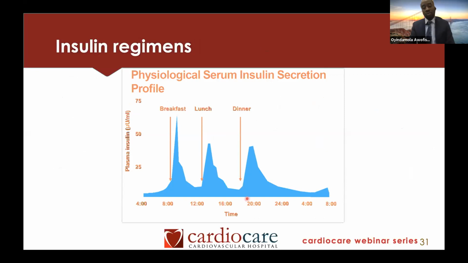Okay, so we go to insulin regimens now. Okay, so this picture shows the physiological insulin secretion profile. Okay, and we can see that, I believe we all know this actually, there's a basal insulin production, so the insulin level never goes to zero.